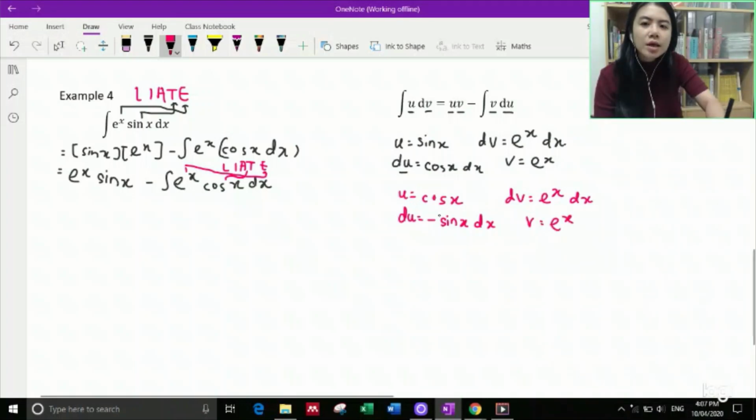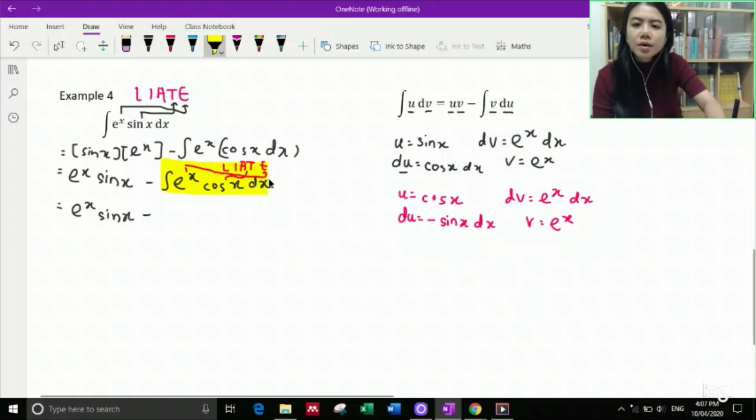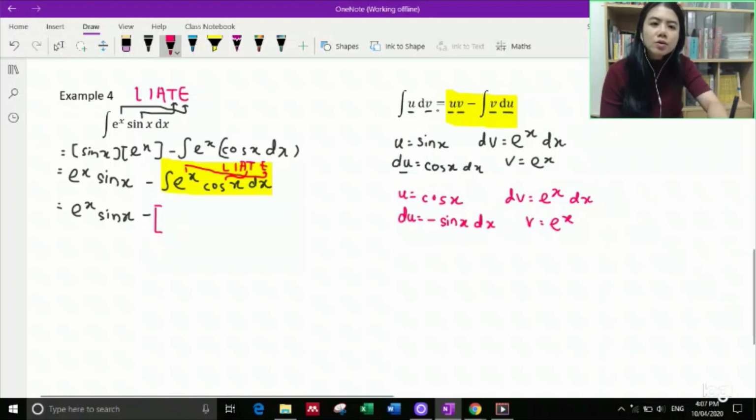Before we apply the formula of the integration by parts, let's write out the first item first. So this is the first item, and minus. Let's focus on whatever we have here. Now this is the time we apply our integration by parts again. Let me write it in a bracket. You have a product of u multiplied with v. What is your u? Your u is cos x. And what is your v? Your v is e to the x.